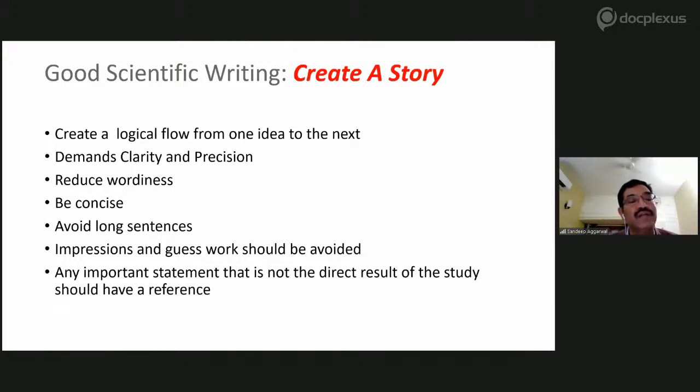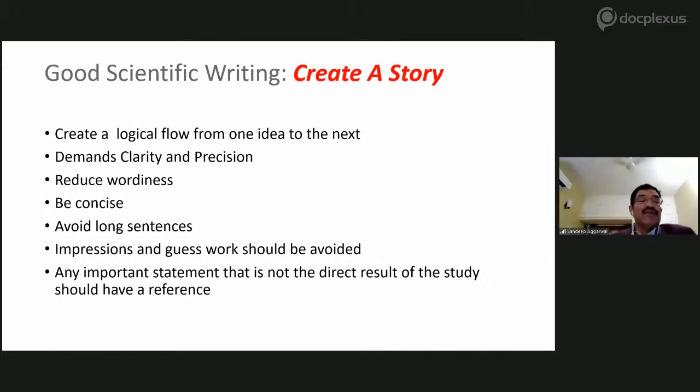So there's nothing to feel bad about if some senior person is reducing the number of words or correcting your sentences. But reduce wordiness, because the number of words is at a premium, especially in a case report. Be concise, avoid long sentences. You can get lost. Just put simple short sentences, put a full stop, start another sentence. There's no need to put semicolons, colons, brackets and hyphens, and keep going on till the cows come home. It creates so much confusion.